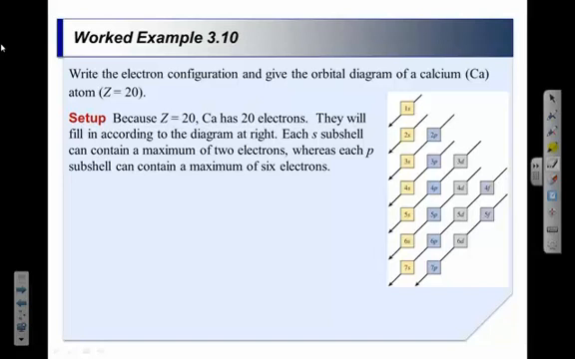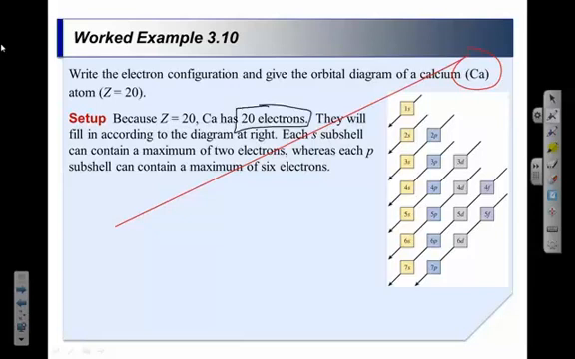So let's look at an example. So calcium, it's pretty straightforward. With calcium, first thing I need to figure out, that's weird. Very weird. Can't erase it. Okay, whatever. First thing I need to figure out is how many electrons there are.